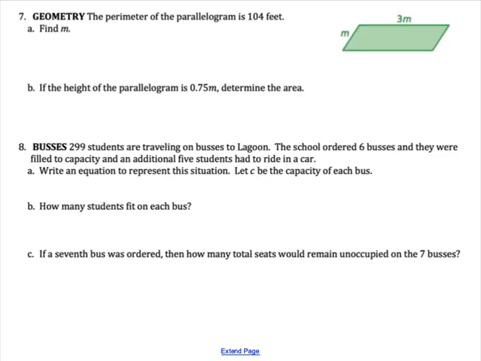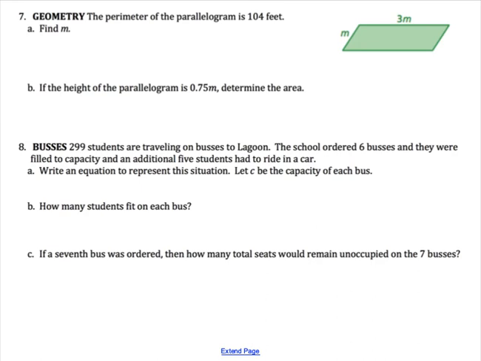All right, next. The perimeter of a parallelogram is 104 feet. Find m. Okay, perimeter. For this, you're going to have to just go around the perimeter, adding up all of this, m plus 3m plus m plus 3m, and make it equal 104, and then solve. B, if the height is 0.75m, find the area. To find the area, you just do base times height. The base is 3m, the height is 0.75m, and once you know what m is, you can plug that in, get those numbers, multiply them together.